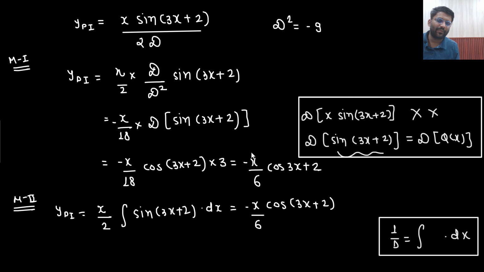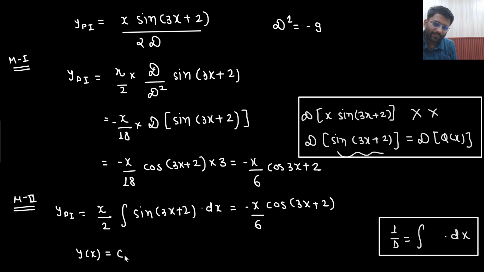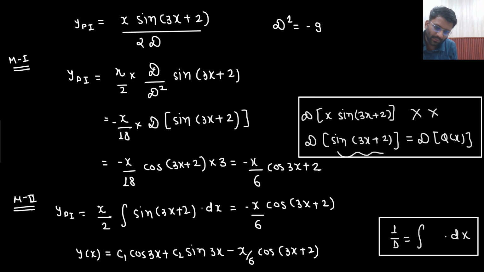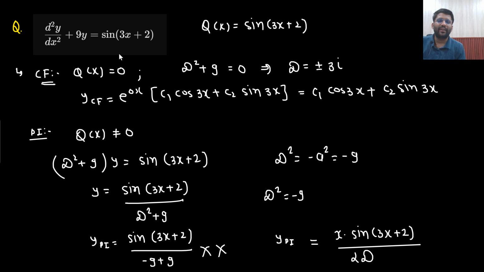This is the integral. So y p i in both of the cases you are getting same, minus x by 6 cos of 3x plus 2. So what is the value of y? So the value of y we are getting is c1 cos 3x plus c2 sin 3x minus x by 6 cos of 3x plus 2. There you go. This is the answer of yx we are getting. Is that understandable to you or not? That was an important point, that sir x we need to take outside because all the operation of d will be taking place on only the qx, and the given qx was sin 3x plus 2.